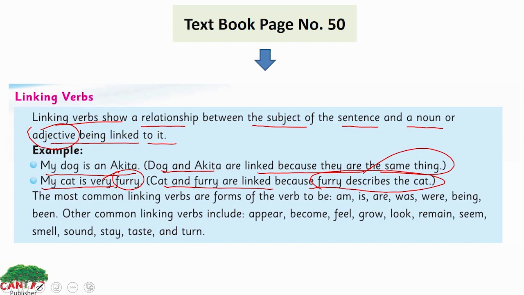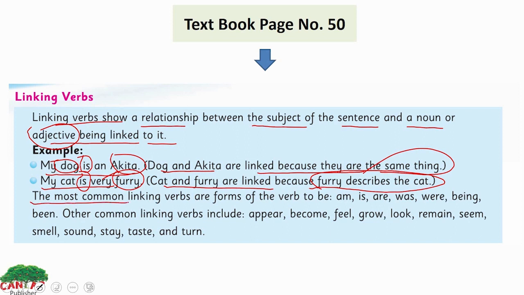So this is a quality here. Adjective, quality here. So what is "is" here? The linking verb. Yes. In the first sentence, "is" is also a linking verb here. Dog and Akita are linked because they are the same thing. Akita and dog is the same thing.